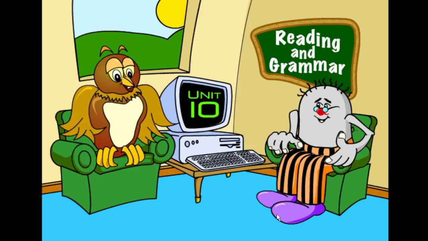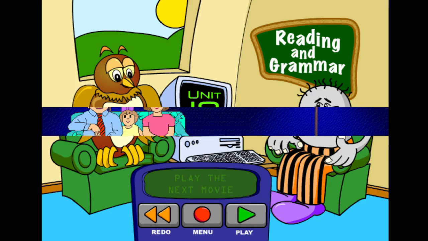Unit 10. Reading and Grammar. Click the book.